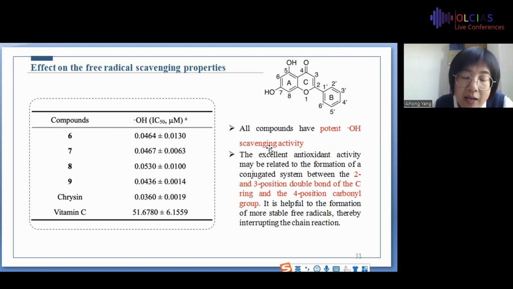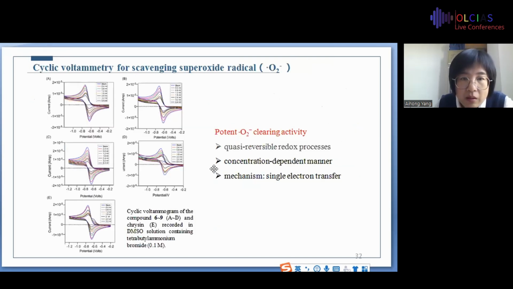The excellent anti-oxidant activity may be related to the formation of conjugated system between the 2 and 3 position double bond of the C ring and the 4 position carbonyl group. It is helpful for the formation of more stable free radicals, thereby interrupting the chain reaction.